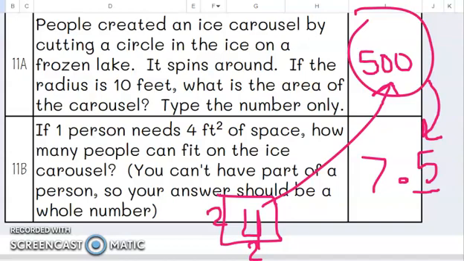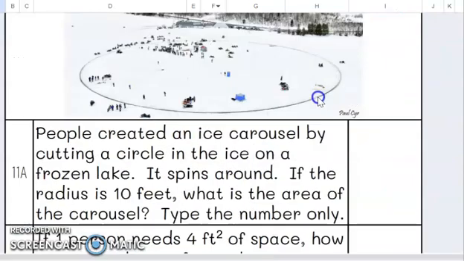The other thing is you have to make sure that they do fit. So you might have to round down, because if we were to round this up to 8, that last person is probably going to be way too close to that edge. And if they're too close to the edge, they're going to fall in that freezing cold water. We do not want that.